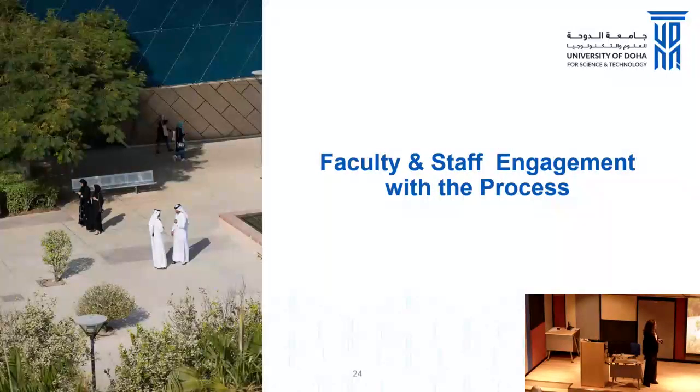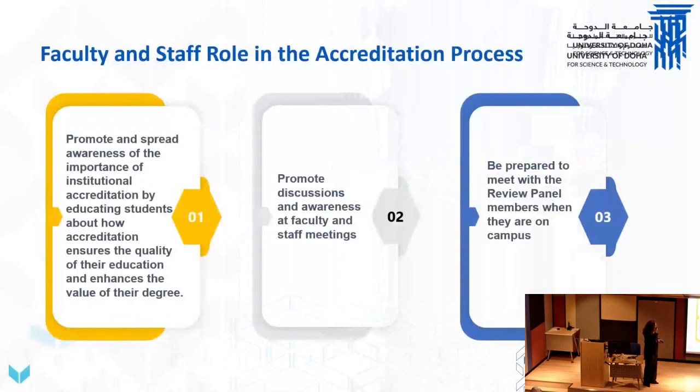Faculty and staff engagement. The message that we're trying to get across to all faculty and staff is to promote and spread the awareness of the importance of this project. We are very proud to be going through this process. So if you hear about it, you talk about it, please promote the accreditation process that we're going through, and how this is really about the quality of our education and enhancing the value of our degrees. Promote discussions and awareness at faculty and staff meetings. And when you're called upon, be prepared to meet with the review panel members when they're on campus.